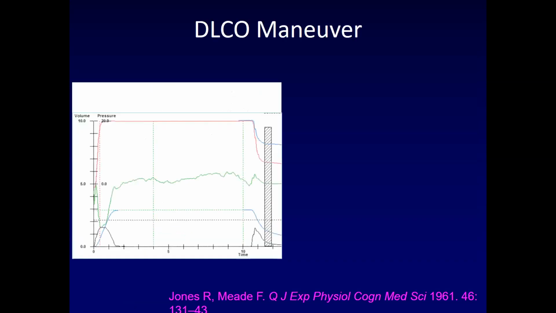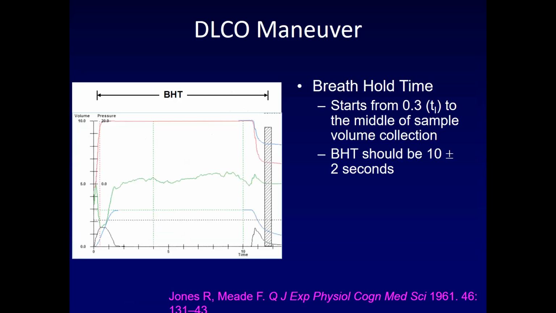All right, so during the DLCO maneuver, I made mention to you that we should talk about a breath hold time. The breath hold time is defined as 0.3 seconds into the inspiratory effort to the middle of the sample volume collection. The Jones and Mead method of measuring diffusion capacity assumes rapid assimilation of gas in the chest. The inspiratory effort, as you know, takes some element of time, so they determined that 0.3 seconds into this maneuver is when you start the breath hold time, and it is maintained up until about halfway through the sample collection time. That time should be between 8 and 12 seconds.